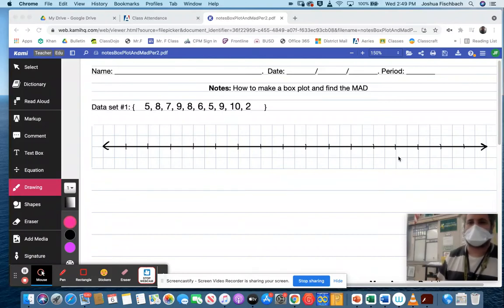Here's how to do box plots in math. So first things first, whenever you get a list of data, you want to take that data and put it in order from least to greatest. So in this case, what I like to do is I like to underline as I go.